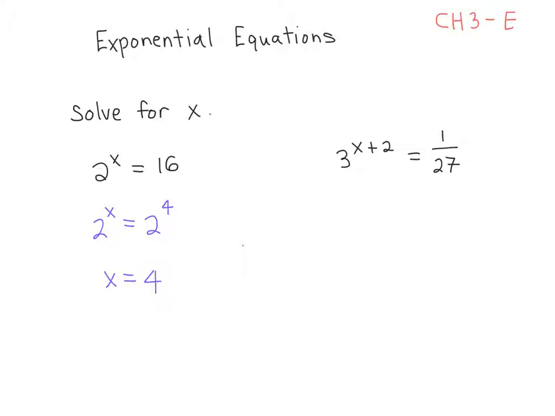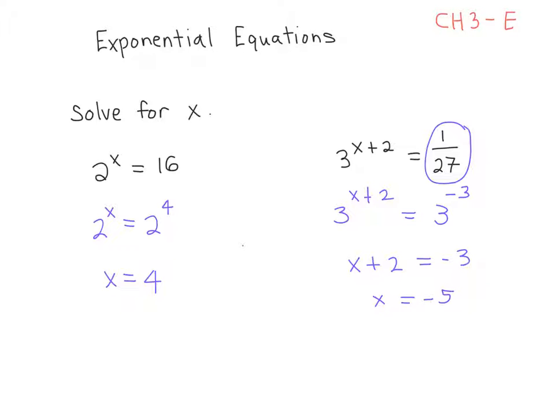3 to the x plus 2 is equal to 1 over 27. Let's rewrite 1 over 27 in terms of 3. So we have 3 to the x plus 2 is equal to 3 to the negative third. Therefore, it would only be the same if the exponents are the same. So x plus 2 is equal to negative 3. So x must be equal to negative 5.